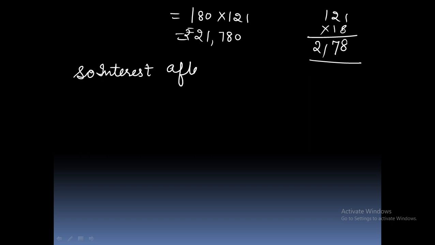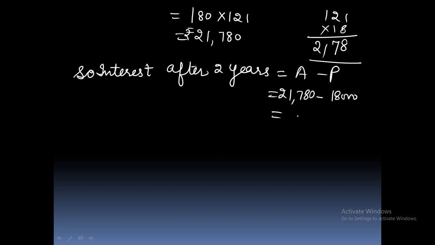We can say that the interest after 2 years will be A minus P. 21,780 minus 18,000, and we will get 3,780. That is the interest after 2 years.